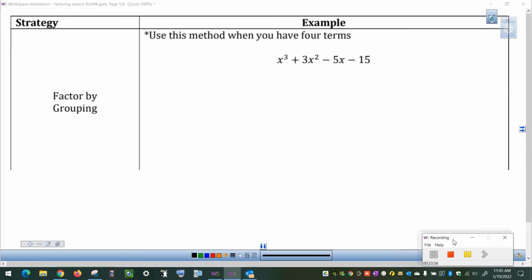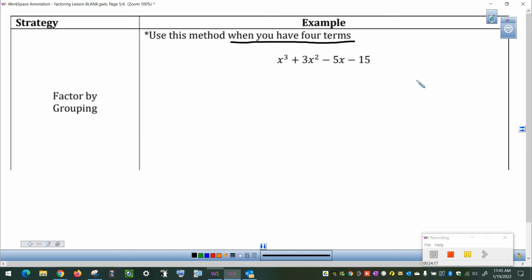All right, so next strategy. This one is called factor by grouping. And in just a moment, you'll see why. It has to do with grouping our terms together into 2 groups. Now, there's a very specific time that you would use this method. And it's listed right here at the top of the box. You are going to use that method when you have 4 terms. That is the only situation where this method will work. If you only have 3 terms, you can't do this. If you have 5 terms, you can't do this. It has to be 4.